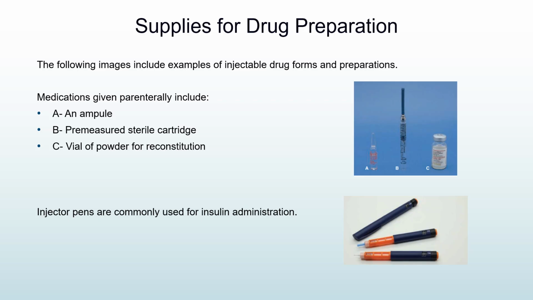The following image is an example of an injectable form and preparation. We've got an ampule, a pre-measured sterile cartridge, and a vial of powder for reconstitution. Injector pens are commonly used for insulin administration.